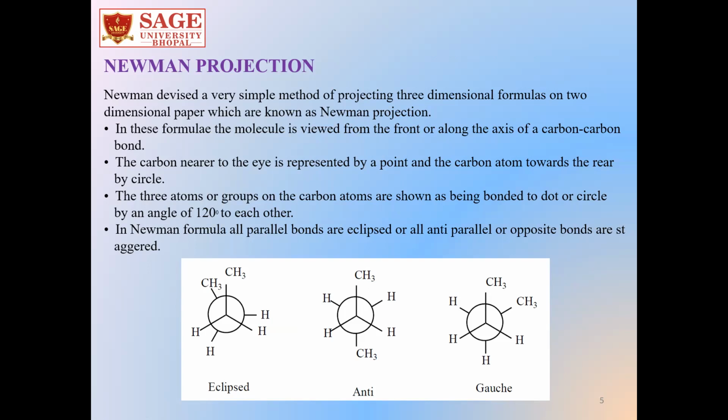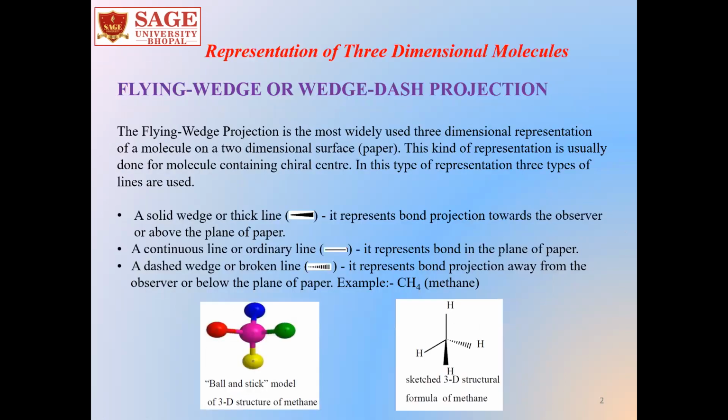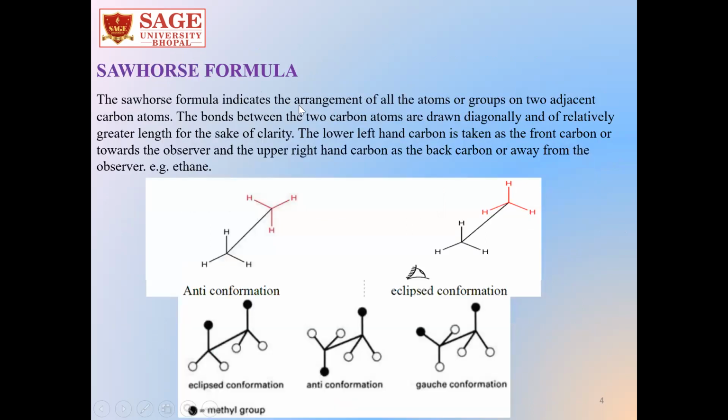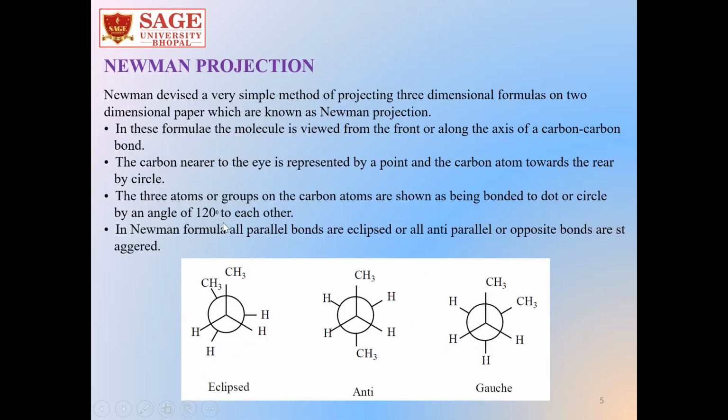So there are 4 ways we can represent three-dimensional molecules on the plane of paper. The first one was the flying wedge or wedge-dash formula. So this was the way. The second one was Fischer projection, where we represent like this. The third one was Sawhorse formula, where we represent a molecule like this. And the fourth one is Newman projection formula, where we represent the three-dimensional molecule like this.